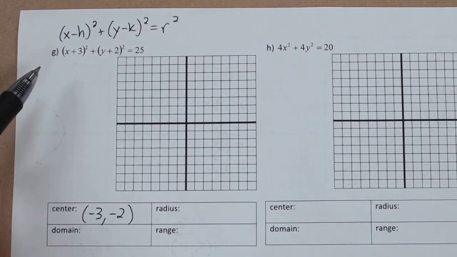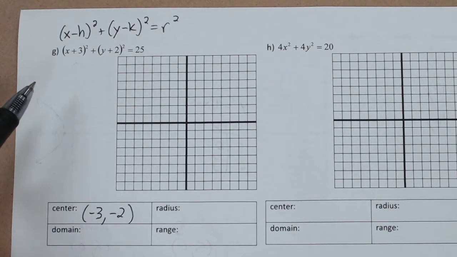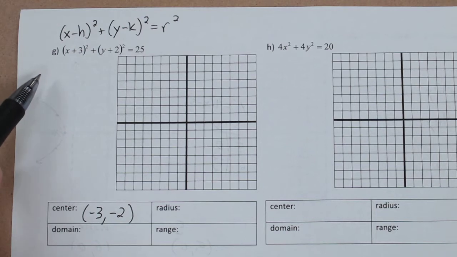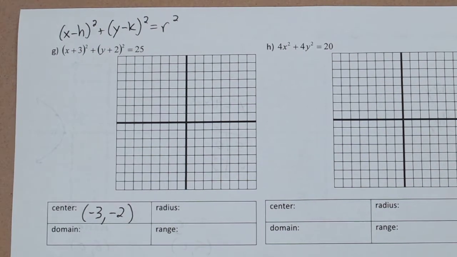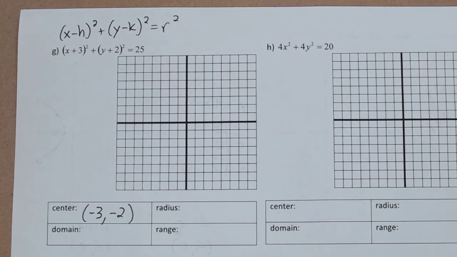On problem G, since we're only comparing parabolas and circles, we can see this one's a circle. We know that because both x is being squared and y is being squared. The other thing we notice is that this circle does not have its center at the origin.